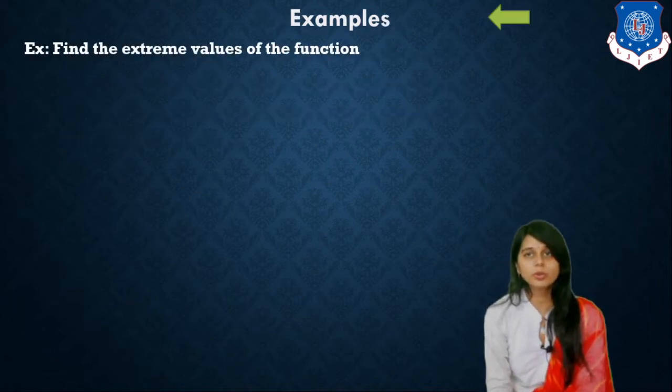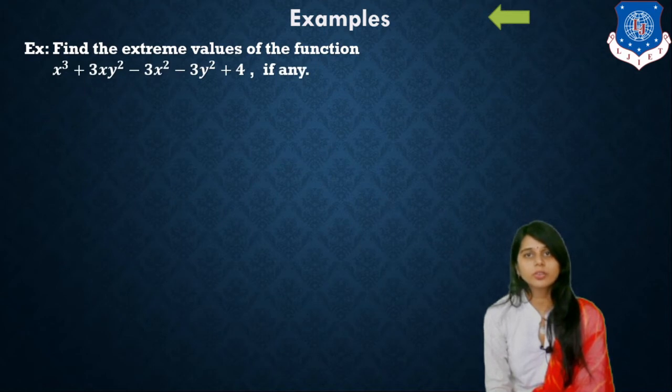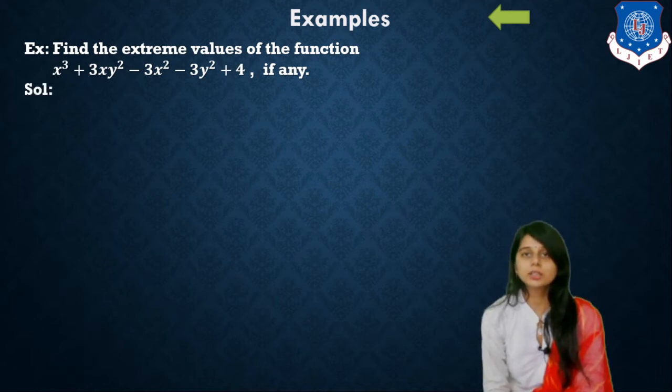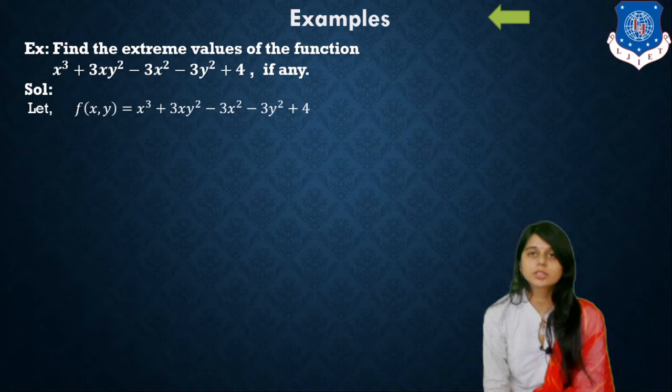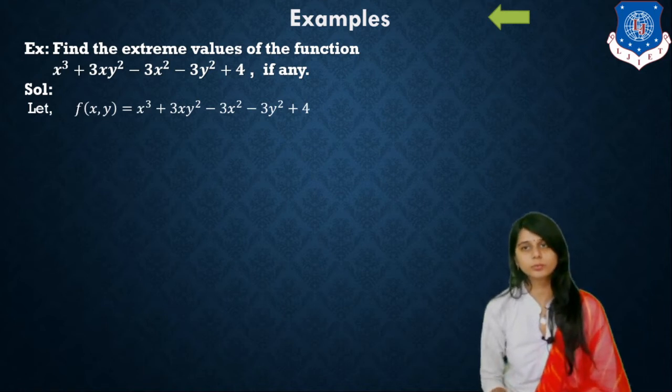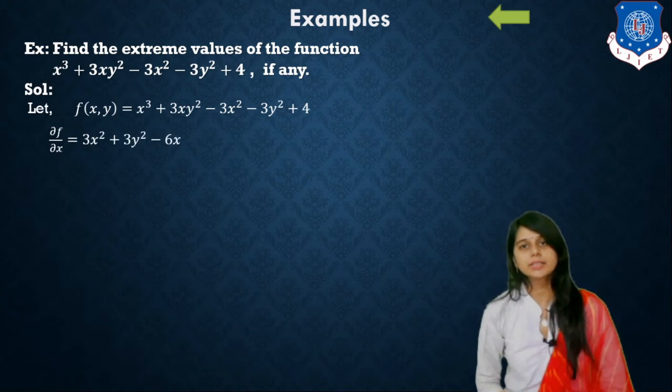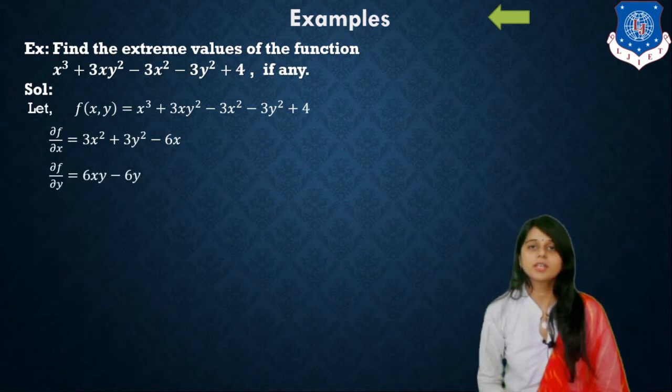Find the extreme value of the function. First is the function x cubed plus 3xy square minus 3x square minus 3y square plus 4, if any. Taking f of x,y equal to x cubed plus 3xy square minus 3x square minus 3y square plus 4, del f by del x equals 3x square plus 3y square minus 6x. What is del f by del y? It is 6xy minus 6y.